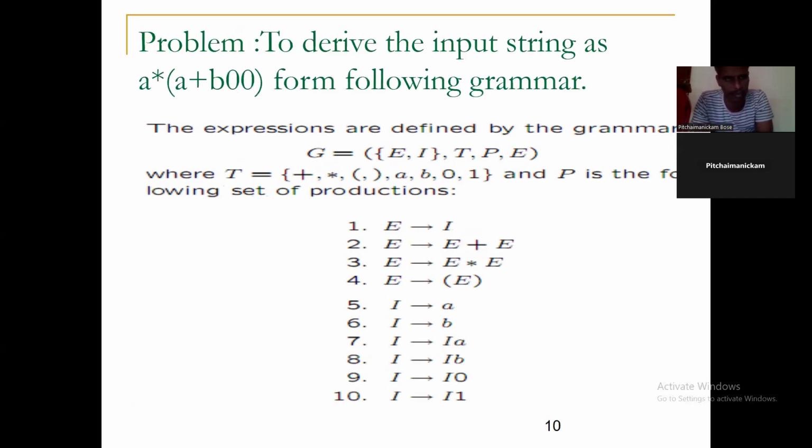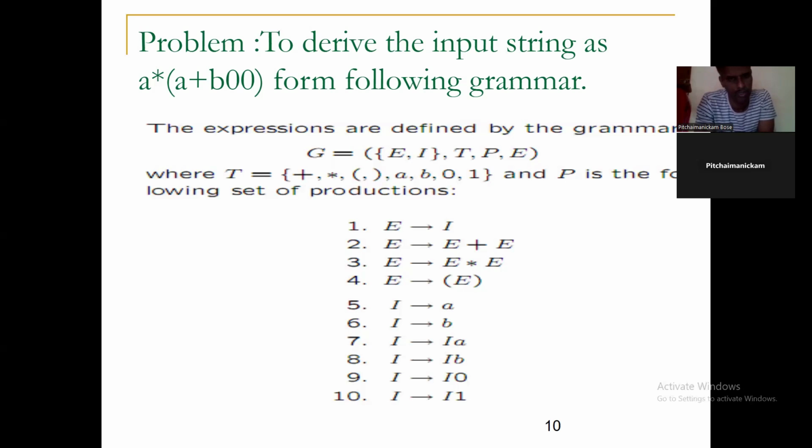So here you take the same problem: derive the input string A star of within bracket of A plus B00 for the following grammar, that is G is equal to V comma T comma P comma E, that is the start symbol. And here the terminals are plus, star, left bracket, right bracket, A, B, 0, 1. So P is the following set of productions: E tends to I, E tends to E plus E, E tends to E star E, and E tends to within bracket of E. And I tends to A, I tends to B, I tends to IA, I tends to IB, I tends to I0, I tends to I1. So these are all the productions.